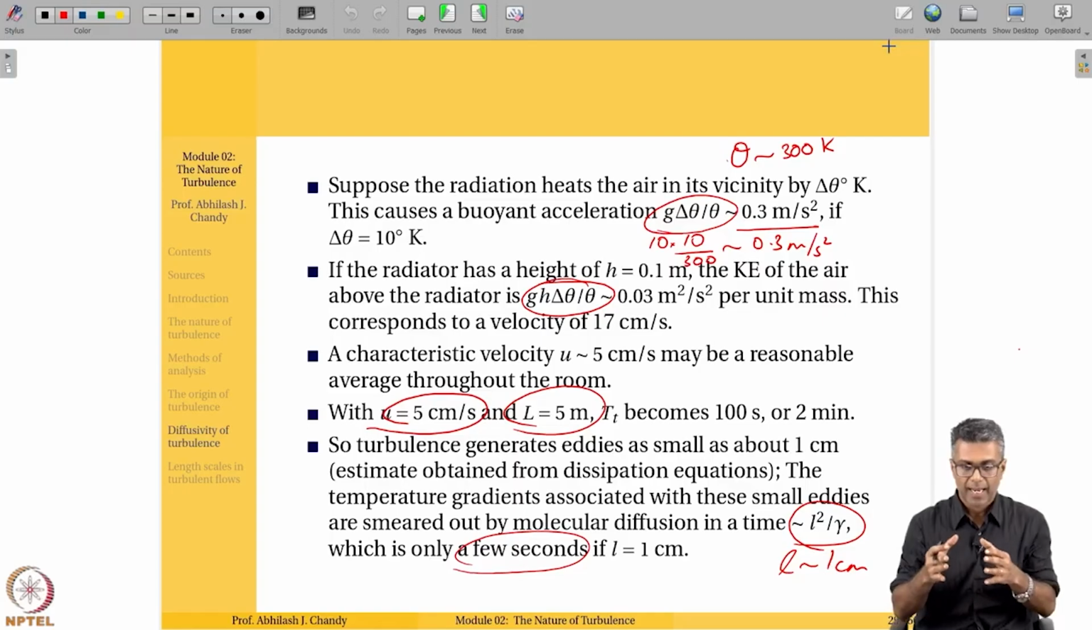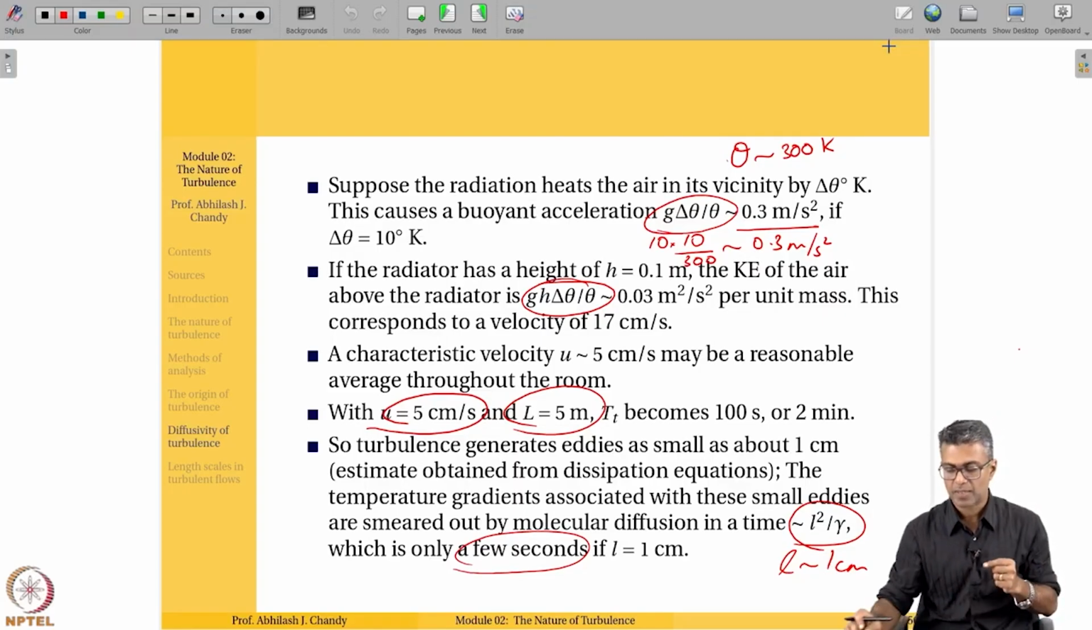Hello everyone. In the last class we were discussing the diffusivity of turbulence, one very important attribute of turbulence. The diffusivity relates to the enhanced diffusion that you see in a turbulent flow, enhanced compared to laminar flow. And we discussed a case study of heat transport in a room in order to demonstrate how fast diffusion is in a turbulent flow.